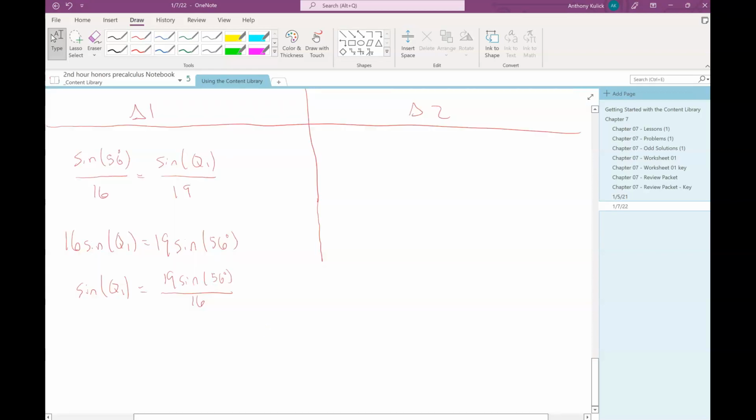And then how do I get rid of the sine in front of the Q1? Sine inverse. Yes, exactly right. So Q1 is going to equal sine inverse of 19 sine 56 divided by 16. And again, I'm not going to calculate any of these intermediate values. I'm just going to leave this as all one thing that I type into my calculator.